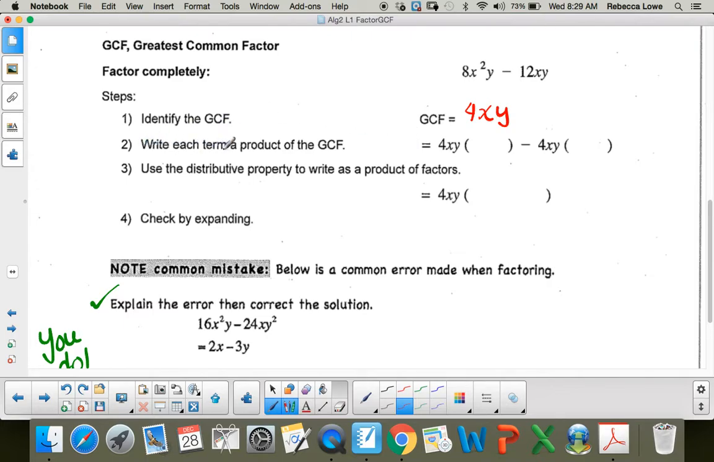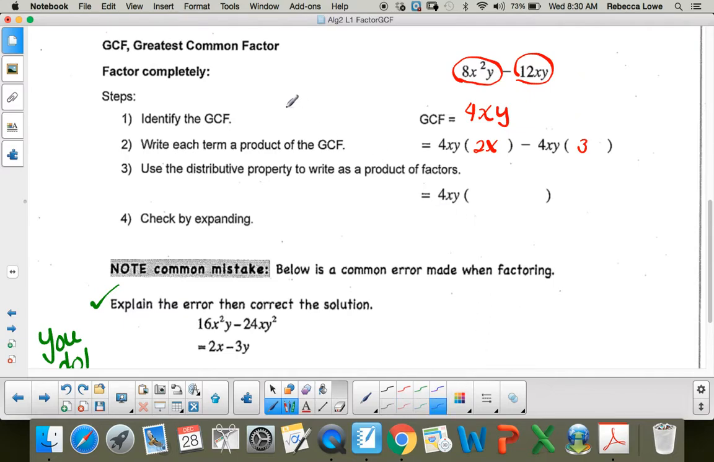So I write each term as a product of the greatest common factor. This term is equal to 4xy times 2x. If you multiplied those together, you would go right back to 8x squared y. This term is equal to 4xy times 3. If you multiply those together, you go right back to negative 12xy.